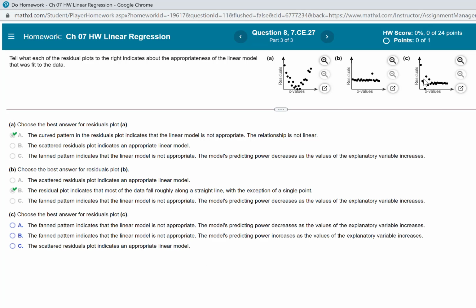And then for part C, looks like we have another fan here. So the fan pattern indicates the linear model is not appropriate. The model's predicting power increases as the explanatory variable increases. Again, as we increase, notice there's very little variability in my residuals.